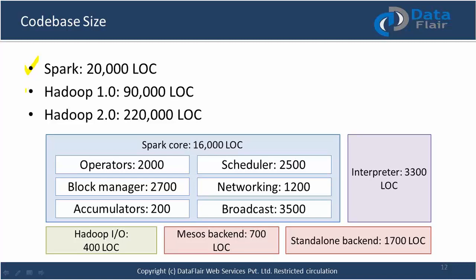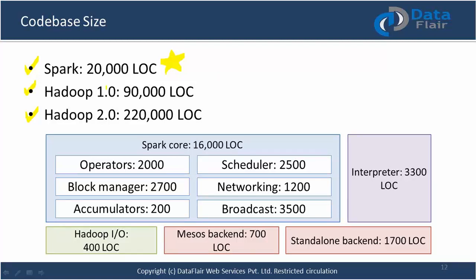So guys, Hadoop 1 was developed in 90,000 lines of code. Hadoop 2 in 220,000 lines of code. What exactly am I trying to explain? Guys, Spark is developer friendly. You can develop applications quite easily in Spark.